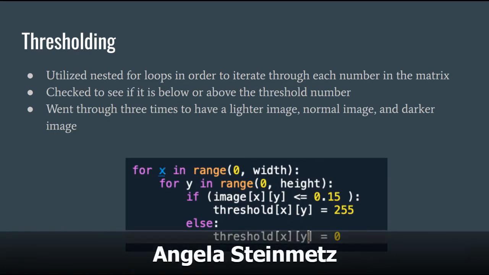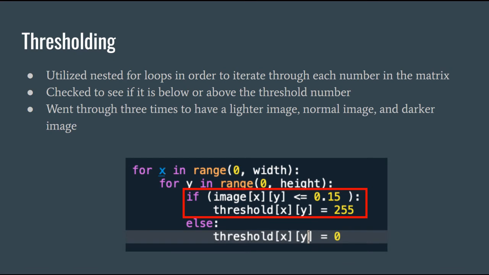The final step in image processing is to further define the edges by only displaying those above a certain threshold value as white, or 255, and below a certain value as black, or 0. By utilizing nested for loops, I was able to iterate through each number in the image and check to see if I should increase it to 255 and make it white, or decrease the number to 0 and make it black.